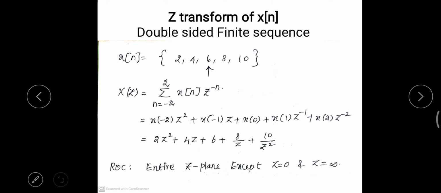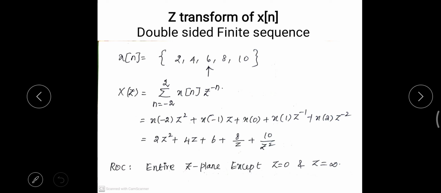Now we will go for the double-sided finite sequence. So my signal may exist on the left side as well as on the right side. Obviously the signal is non-causal once again. So we will take an example of x of n. Here I have taken 2, 4, 6, 8, 10. So the signal starts at n is equal to minus 2 and ends at n is equal to plus 2. Now you can substitute these values in the formula, then you get a polynomial.